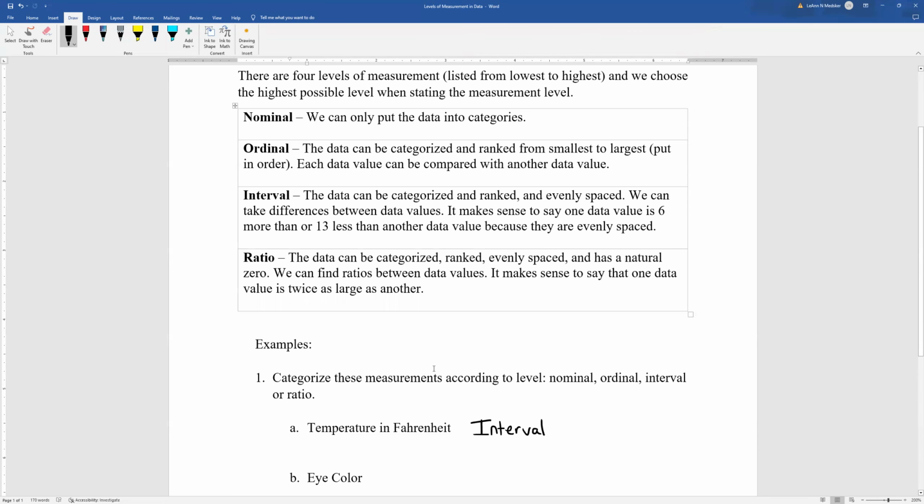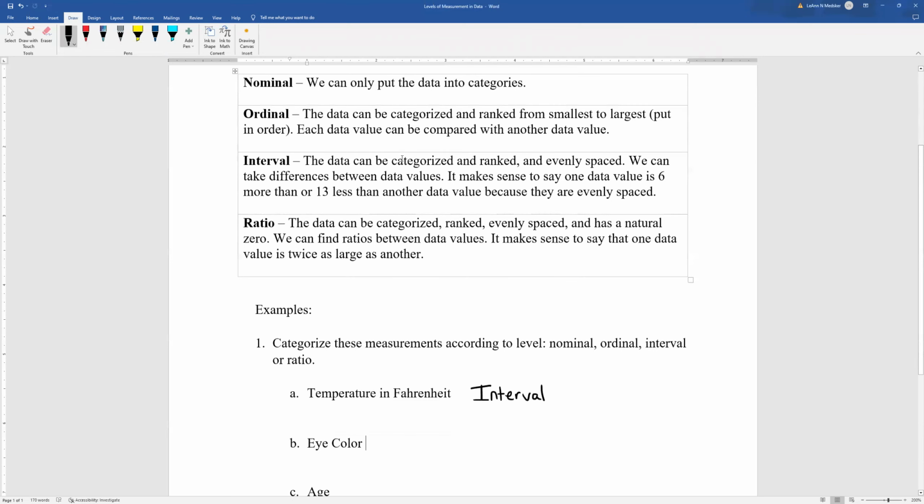Okay, my second one is eye color. Eye color would be things like blue, green, brown, hazel. We can put that into categories because it's names. We can't rank those from smallest to largest. There is no ranking of colors. So nominal is as far as we can go with eye color.